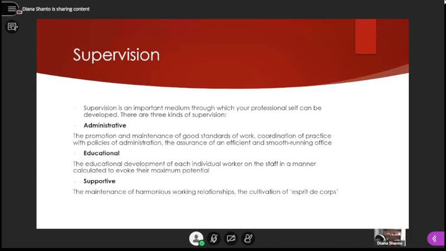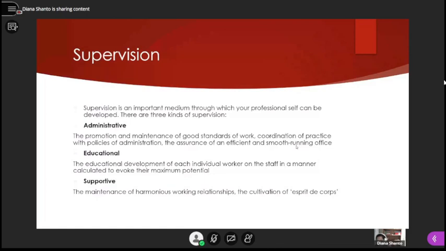Donc, supervision, différents niveaux. It can be administrative, like supervisors do. Ça veut dire promotion and maintenance of good standards of work, coordination of practice, assurance of an efficient, smooth running office. C'est l'aspect administratif. C'est est-ce que si vous avez un nouveau cas, you are able to look at the case within 1 week, 2 weeks.